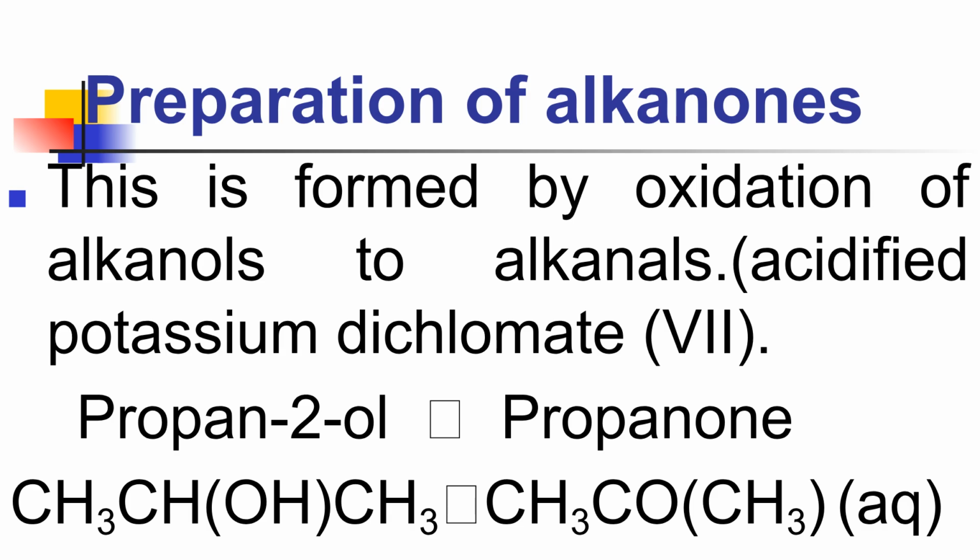Alkanones are formed by the oxidation of alkanols, such as propan-2-ol being oxidized to propanone, using acidified potassium dichromate or potassium permanganate as the oxidizing agent.